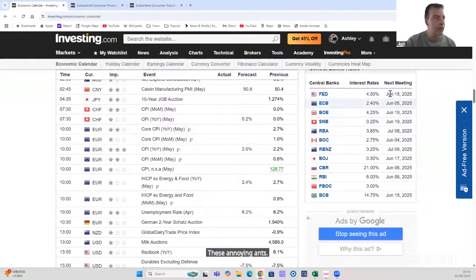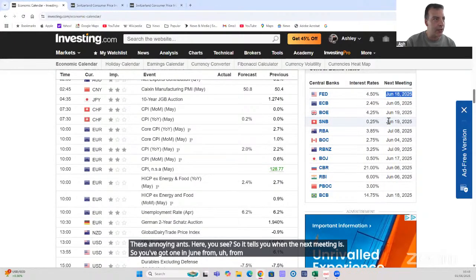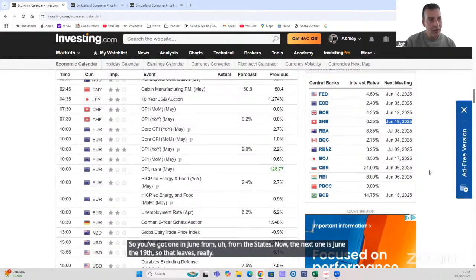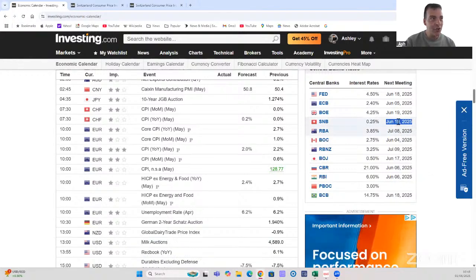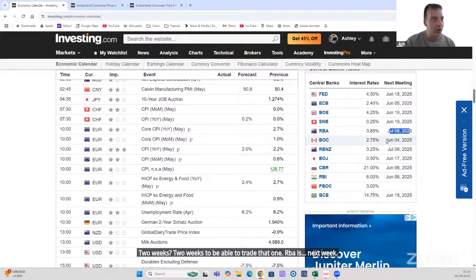Here, you see? So it tells you when the next meeting is. So you've got one in June from the States. Now the next one's June the 19th. So that leaves really 2 weeks to be able to trade that one. RBA is next week. We know this one's on June the 4th. That one's not till July. So we've got a couple of weeks really before looking at these ones.